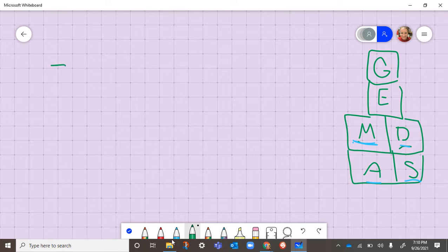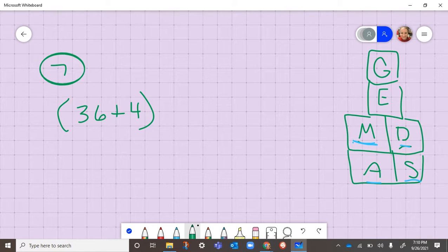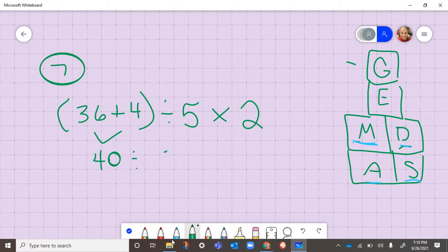Number 7, 30. Okay, so this one's got the groupings. So here we've got 36 plus 4 in the parentheses, and then we've got divided by 5 times 2. So here I have to do my groupings first because it's the very first thing. And so the parentheses says 36 plus 4, which is 40. Then I'm going to bring everything down, divide by 5 times 2.